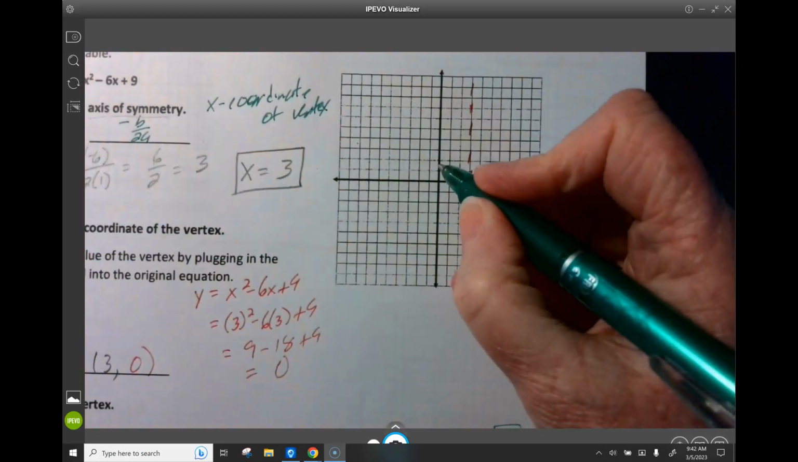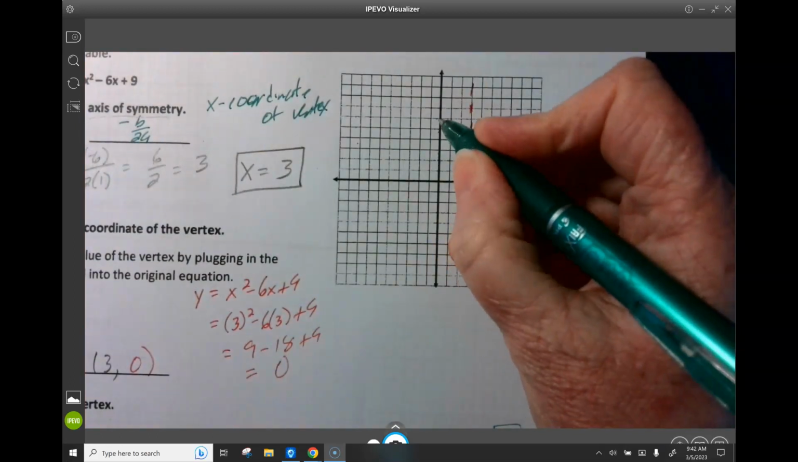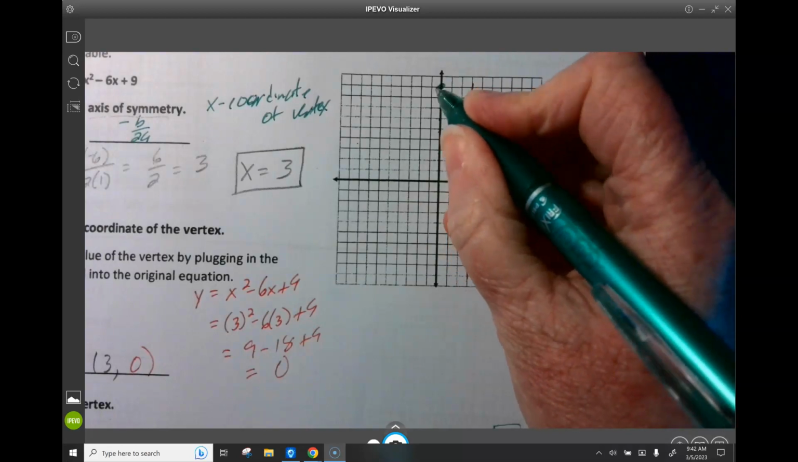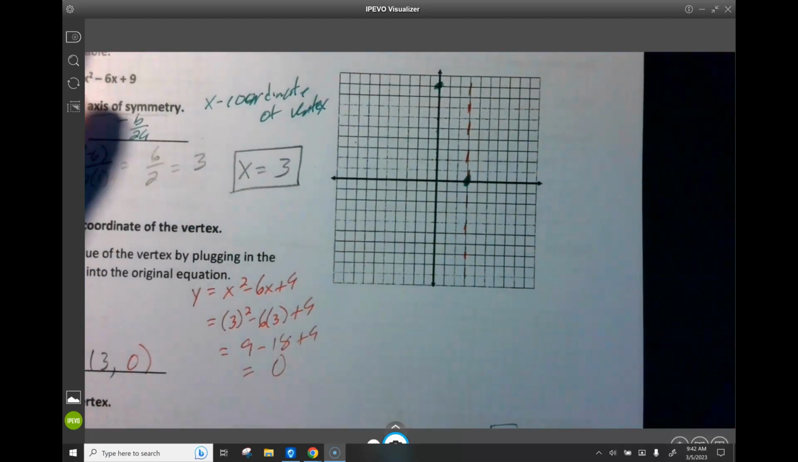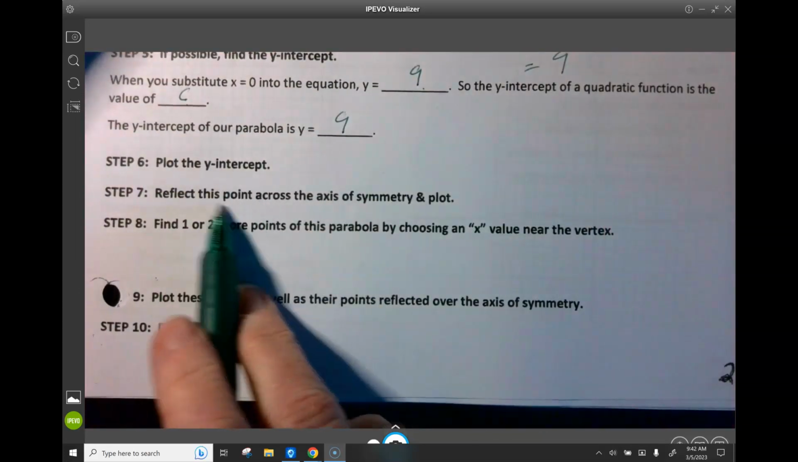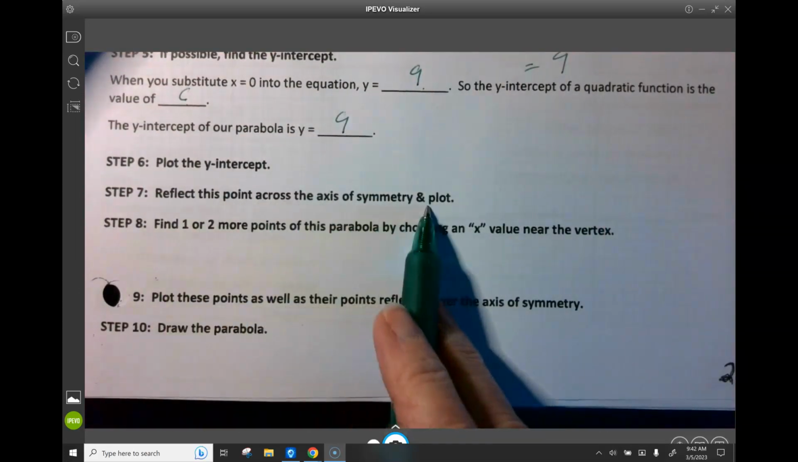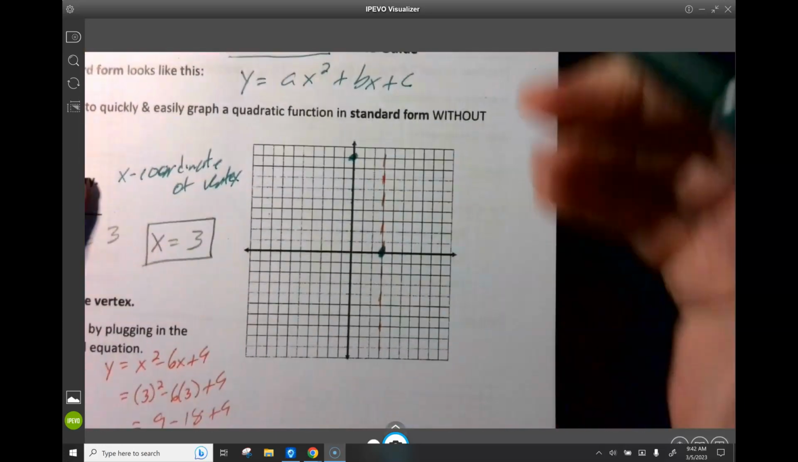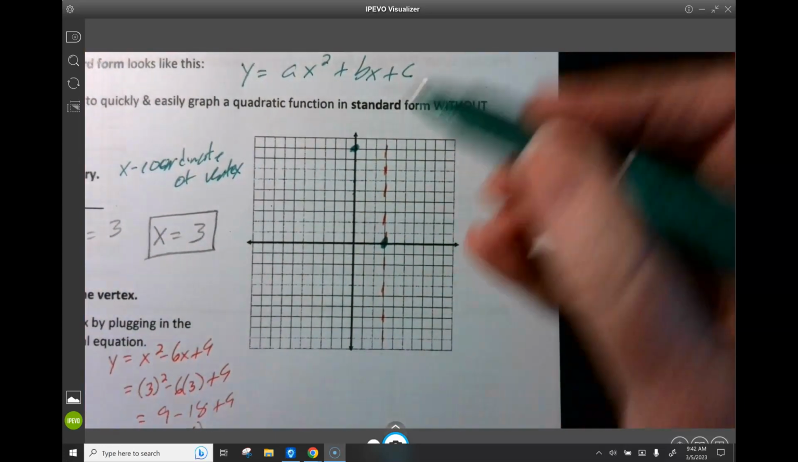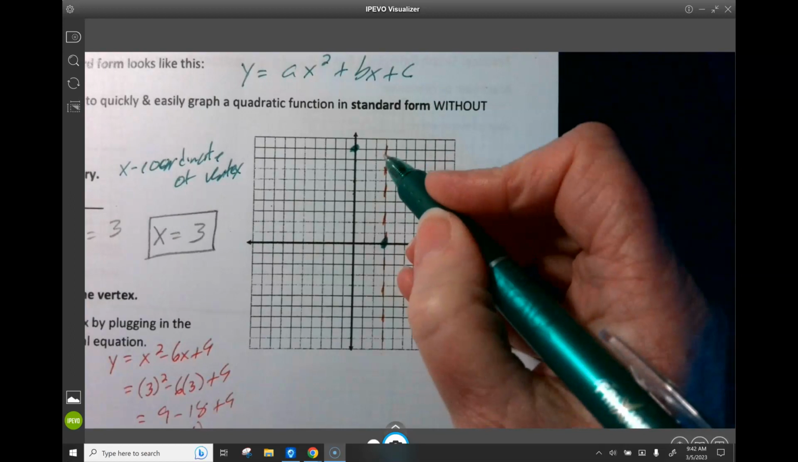So I come up here, 1, 2, 3, 5, 6, 7, 8, 9. And see, our y-intercept barely even made it on this one. Now here is, and I'll show you this, we plot the y-intercept, and then we're going to reflect the point over the axis of symmetry. So remember we talked about the y-axis as the axis of symmetry. It's also the reflection line.